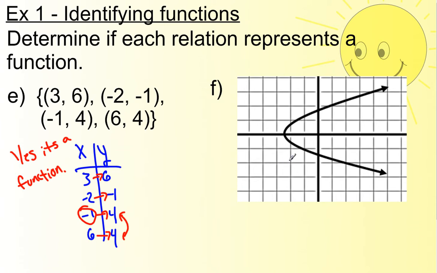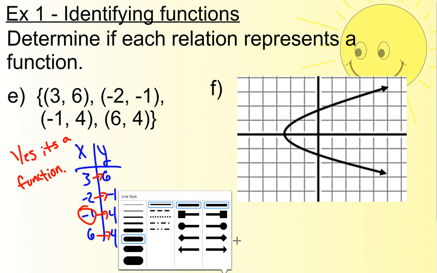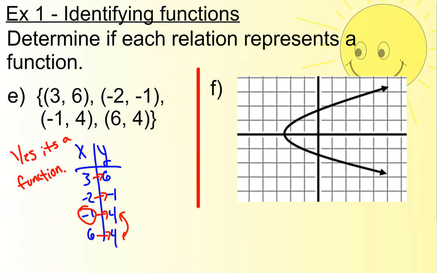Okay, letter F. Let's see, give me a vertical line here. We'll thin this up a little bit. There we go. And so as you're using your vertical line, you have to imagine all the points on the graph. So right there, it's failing. It's touching at 2 points. Move it over. Fail, fail, fail, fail, fail. This graph is not a function.